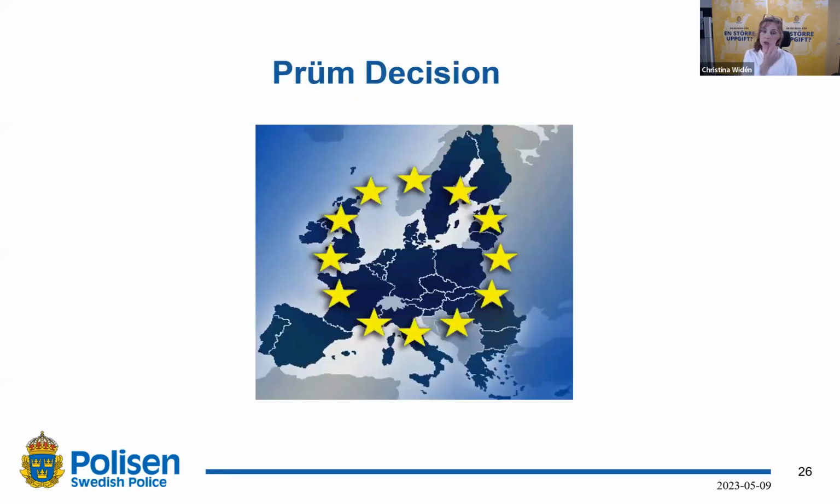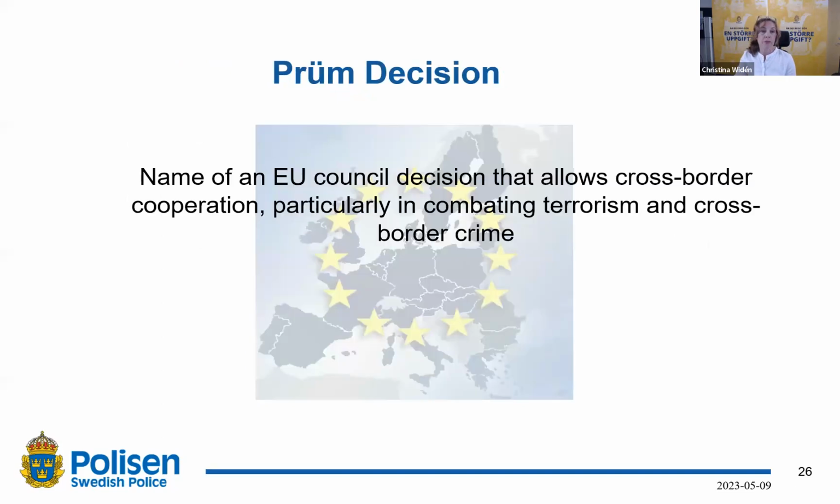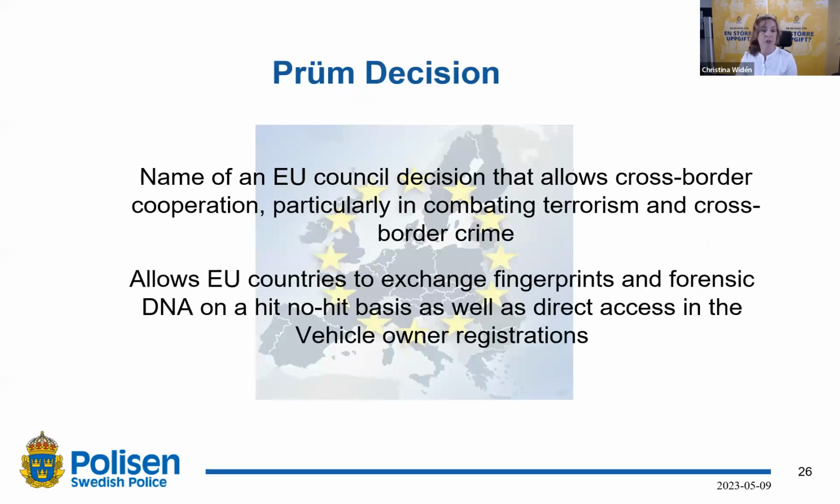And now I will tell you shortly about our Prüm searches. Prüm is a city in Germany, but it's also the name of an EU Council decision that allows cross-border cooperation, particularly in combating terrorism and cross-border crime. It allows EU countries to exchange fingerprints and forensic DNA on a hit/no-hit basis, as well as direct access to vehicle owner registration.